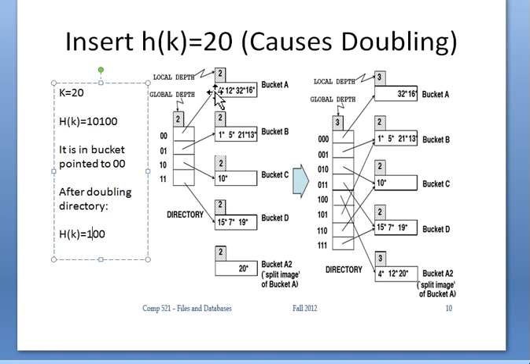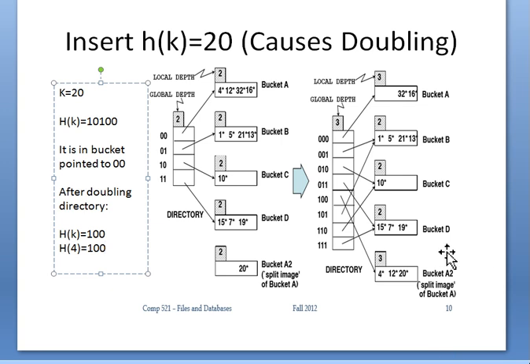4. What is the binary of 4? H of 4 is equal to 100. So 4 should go into split image A2. In the same way, what is the binary for 12? You will find the last 3 bits will be 100. It goes here. What is the binary for 20? Last 3 digits will be 100.